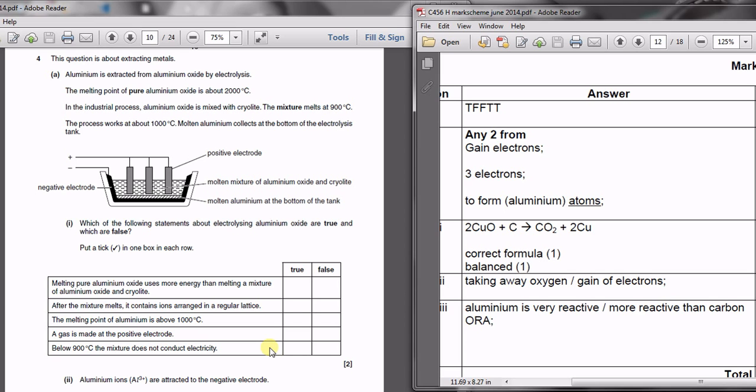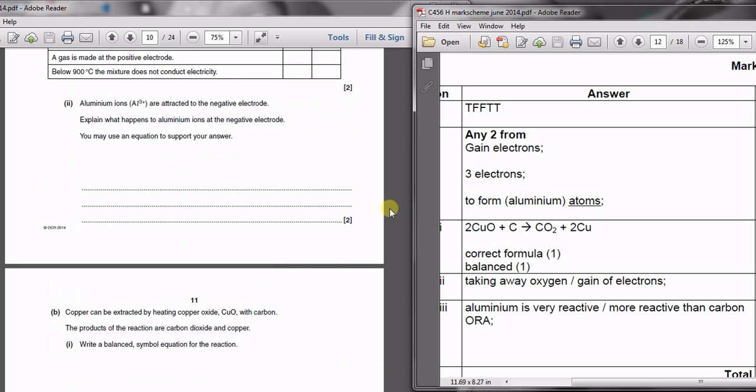For part 2, you are asked what happens to aluminium ions at the negative electrode. Okay, so at the negative electrode, aluminium is made, so we have to get rid of the 3+ charge that's here. We do that by gaining electrons. Remember, electrons are negatively charged, so if the aluminium 3+ gains 3 negative charges, it becomes a neutral atom. So the way in which it can do that is by gaining 3 electrons.